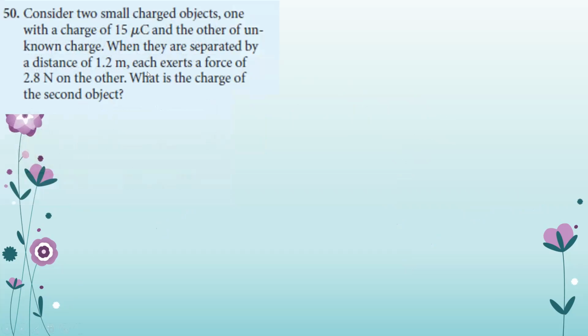Now, consider two small charged objects, one with a charge of 15 microcoulomb and the other of unknown charge. Here we have two charged objects. One is 15 microcoulomb and for the second one, we don't know the magnitude of its charge. When they are separated by a distance of 1.2 meter, the force is 2.8. So what is the charge of the second object?